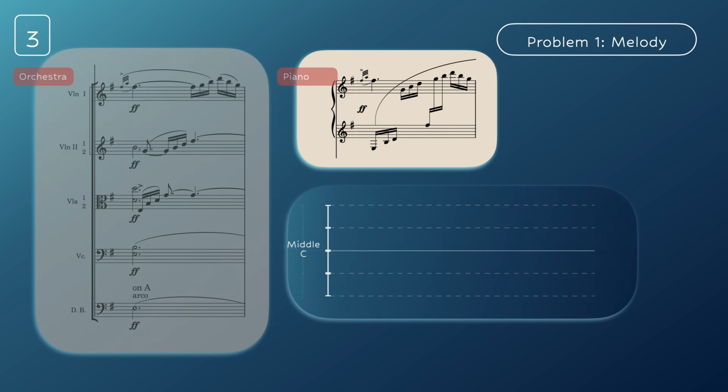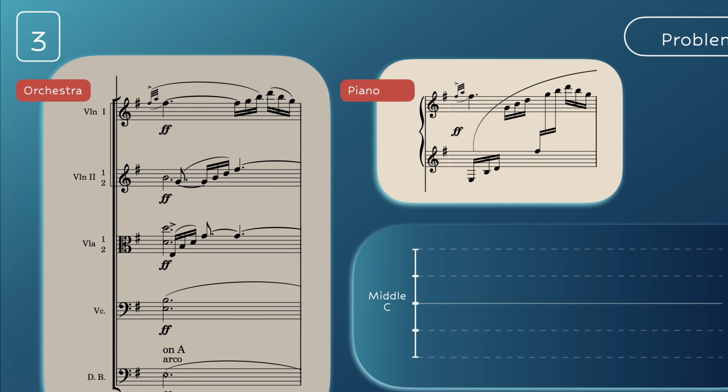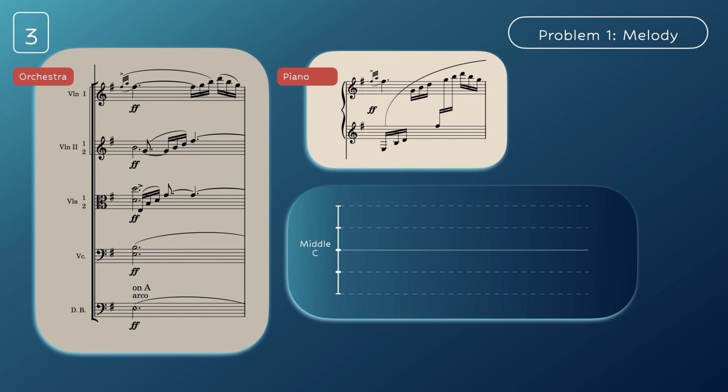Let's look at Ravel's solution. Strings first. Why strings? It's the climax. Strings establish the structural backbone. The first problem is easy. Split the melody among multiple players based on register.